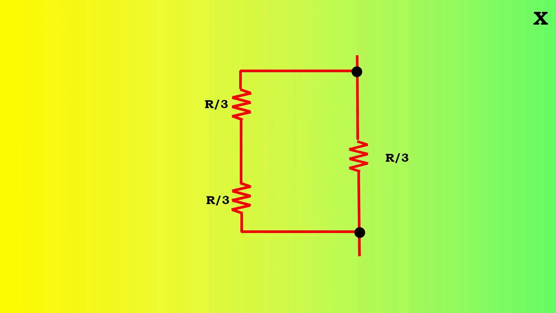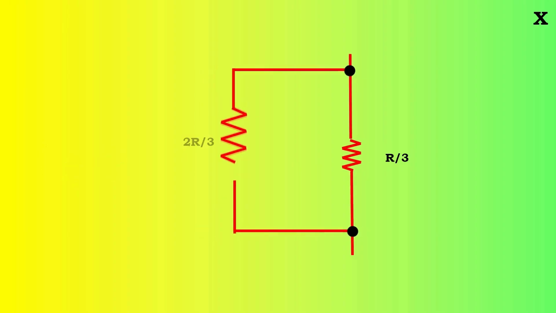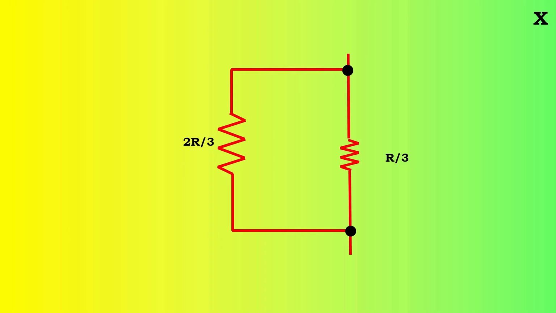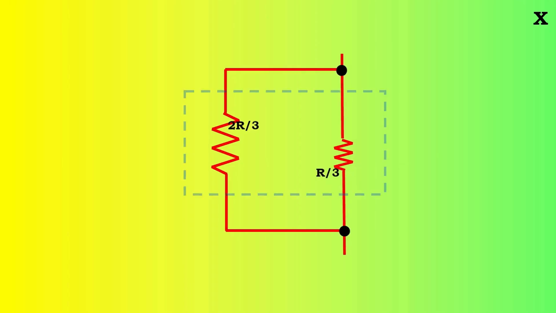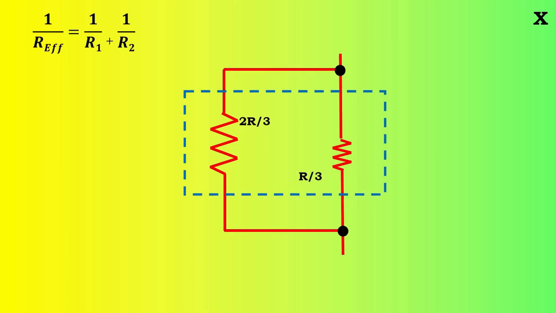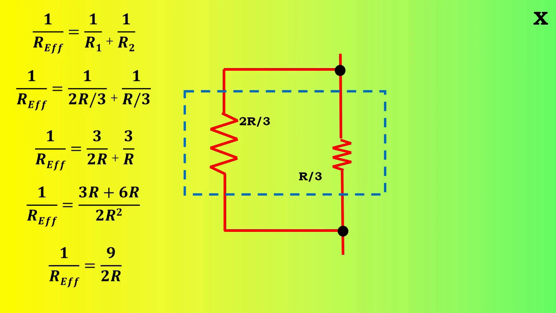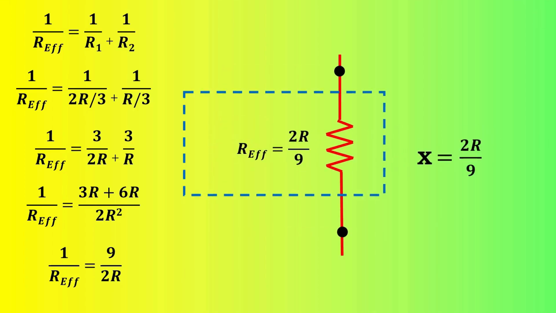Now the series and parallel combinations become much more obvious. These 2 resistors are connected in series. So their equivalent resistance is R by 3 plus R by 3, which is 2R by 3. This branch is connected in parallel with the 3rd resistor of resistance R by 3. Using the parallel combination formula, we can calculate the equivalent resistance between the 2 terminals. The result comes out to be 2R by 9. Let us denote this resistance by X.